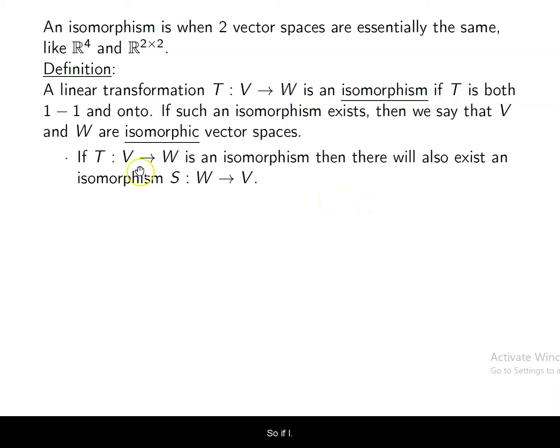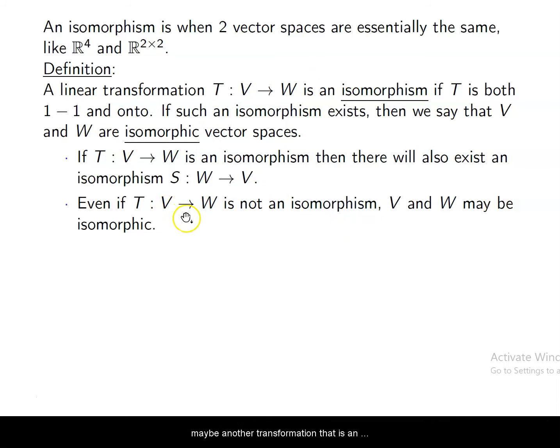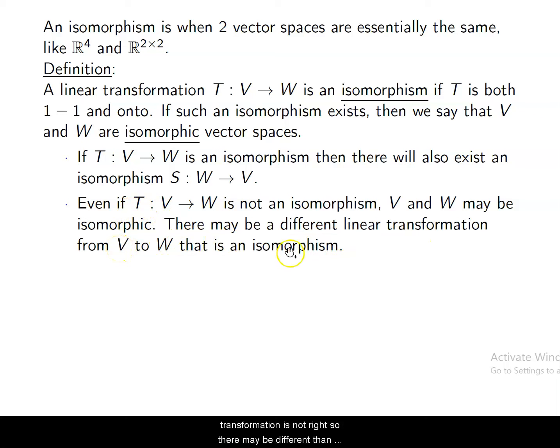So if T from V to W is an isomorphism, then there will also exist an isomorphism S that goes from W to V. So even if T, the transformation from V to W, is not an isomorphism, V and W may still be isomorphic to each other. There just may be another transformation that is an isomorphism. It could be that this transformation is not, right? So there may be a different linear transformation from V to W that is an isomorphism.